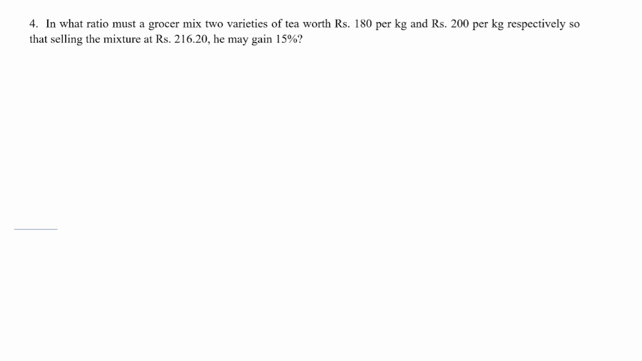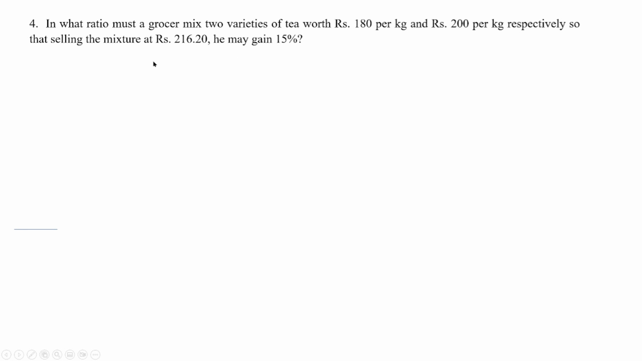And now we will see some other questions on alligation and mixture. In what ratio must a grocer mix two varieties of tea worth rupees 180 per kg and rupees 200 per kg respectively, so that selling the mixture at 216.2 he may gain 15%? So here we have to find the ratio in which a grocer mixes two varieties of tea worth 180 per kg and 200 per kg respectively, so that on selling the mixture at this price, he may gain 15%.